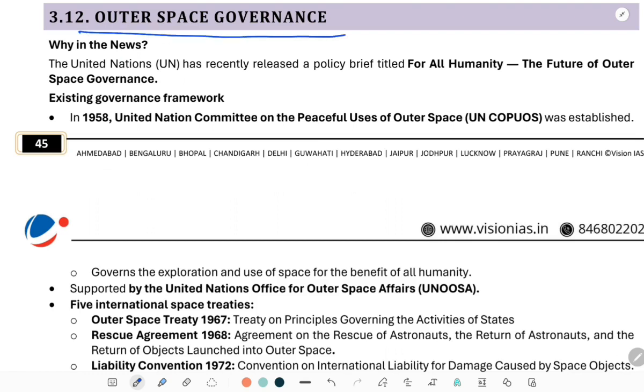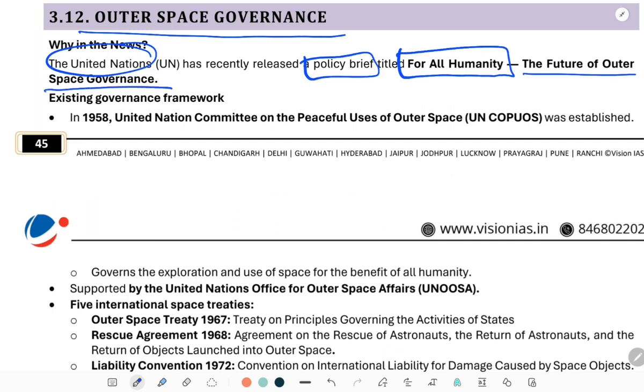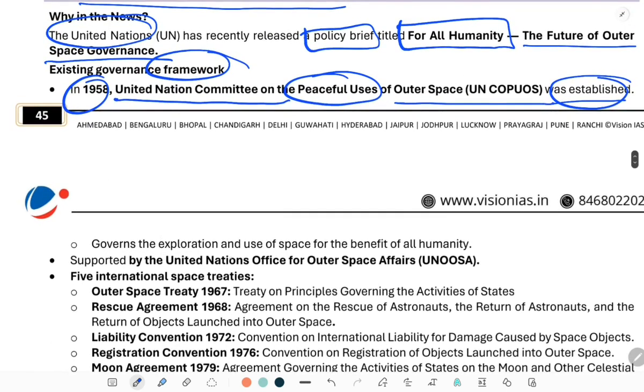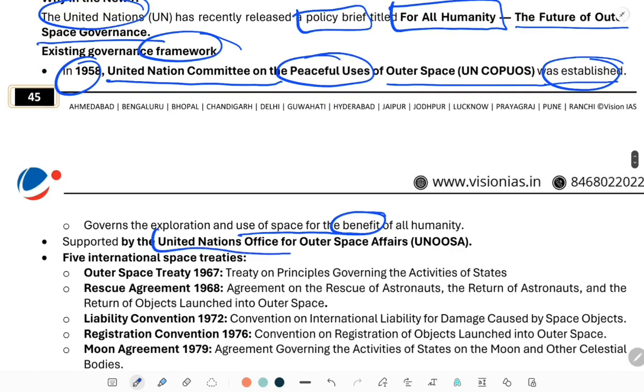Outer space governance. Recently, the United Nations has released the policy brief titled For All Humanity, the Future of Outer Space Governance. The existing governance framework: in 1958, the UN Committee on the Peaceful Uses of Outer Space was established. It governs exploration and use of space for the benefit of all humanity. It is supported by the UN Office for Outer Space Affairs.